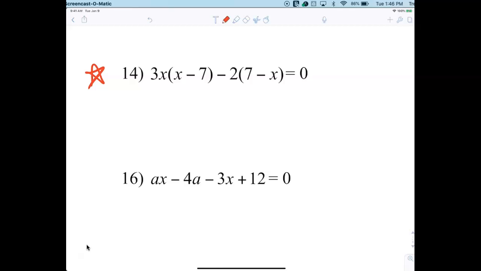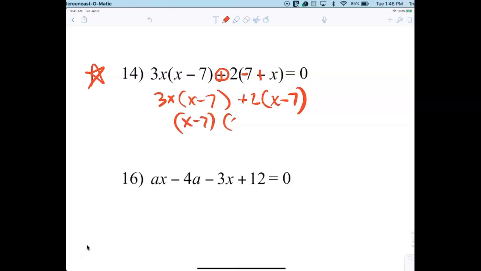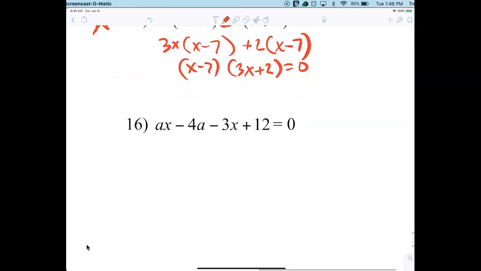What's the problem here? Yes, so you have to factor out a negative. Right, when I factor out a negative, this negative here becomes a what? Positive. The 7 becomes a, and the x becomes a. Beautiful. Now what's common? X minus 7. So here we go.